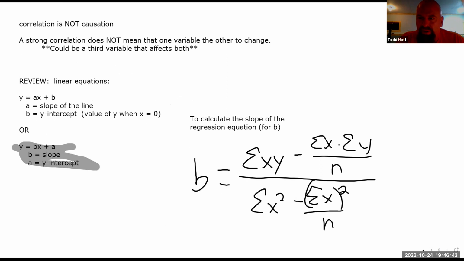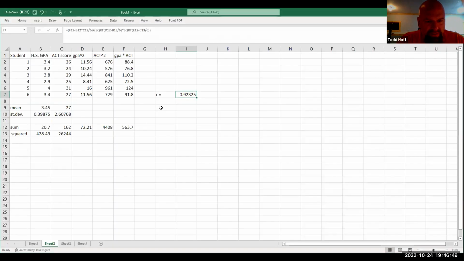So that's why some people prefer to use that formula to find r, because now that we have that, we can find b rather quickly. It's just going to equal that same numerator, which is the xy's, which is right here, minus the sum of the x's times the sum of the y's divided by n, which is 6, all divided by the sum of the x squareds, which is this, minus the sum of the x's squared divided by 6. And there it is. That is the slope of our regression equation.